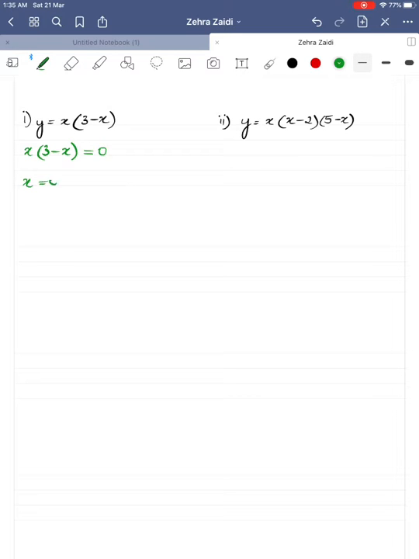Therefore, we have x is equal to 0, and 3 minus x is equal to 0. We have 3 is equal to x, or x is equal to 3. So we have 2 points of intersection. One is the origin and one is x is equal to 3. Okay, so let us sketch the curve.